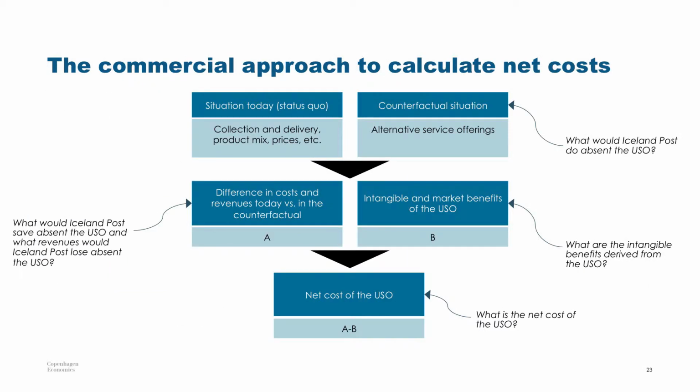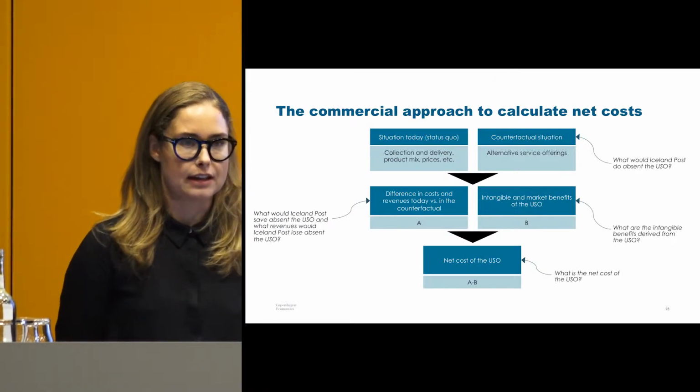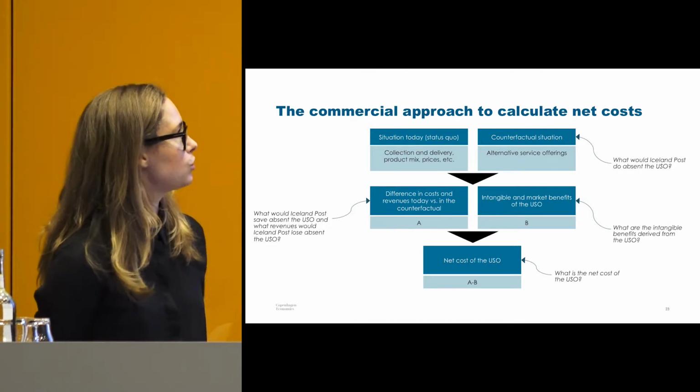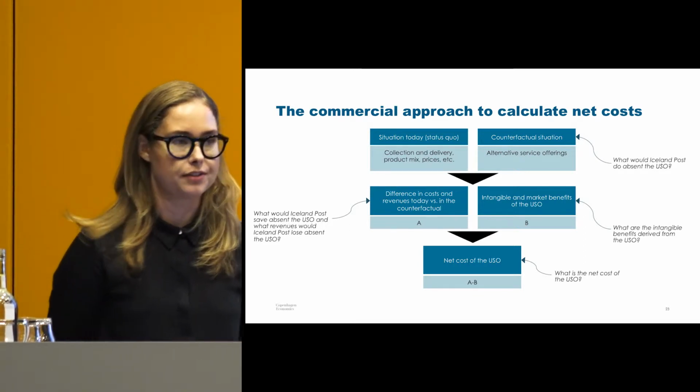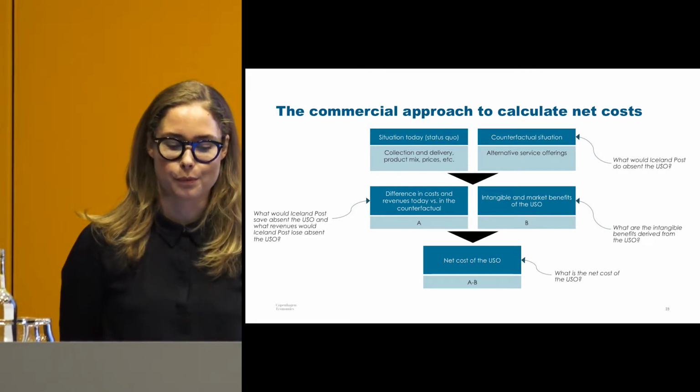When we do the estimation of the net cost, we use quite a common approach. It's called the commercial approach to calculate net cost. We start off in the top left one here, which is just where are we today, what are we doing, what are the operations, what are the products. So we get to know the situation today. The next step is to define a counterfactual scenario. So what would Iceland Post do absent the USO is the question that we ask. Then we calculate the difference in costs and revenues today versus in the counterfactual scenario. So the question that we pose there is basically what would Iceland Post save absent the USO, but also what revenues would Iceland Post lose absent the USO.